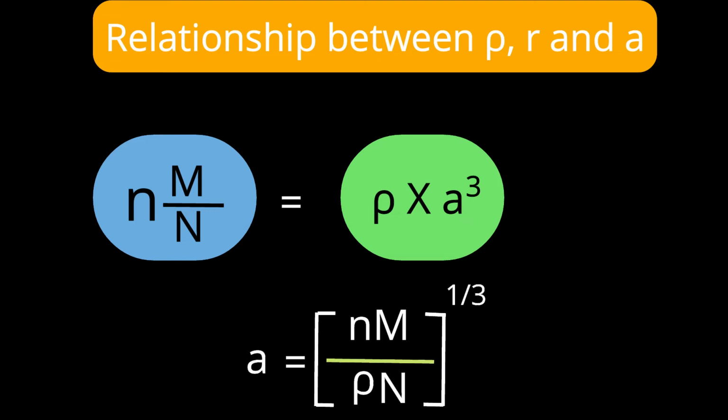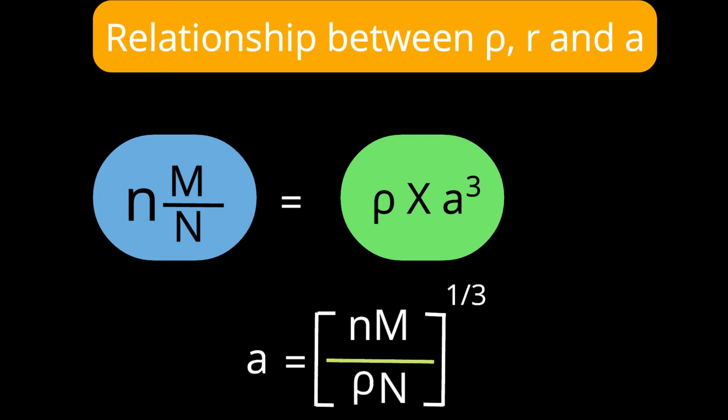It will be the cube root of that. So A is equal to [nM divided by rho N] in square brackets raised to 1 by 3. What do you think? What can be the unit for A?